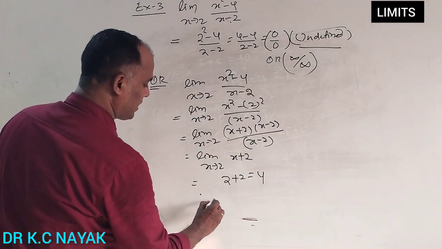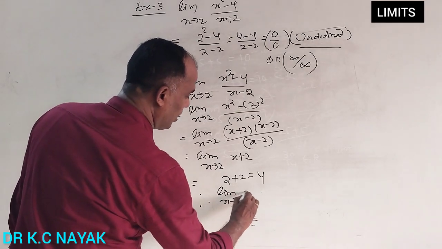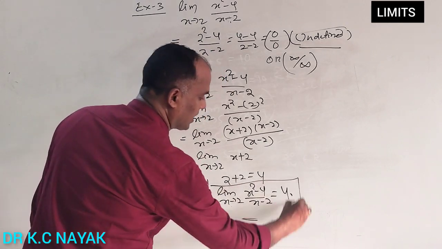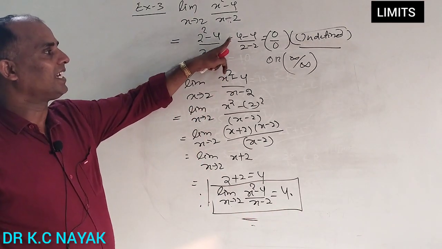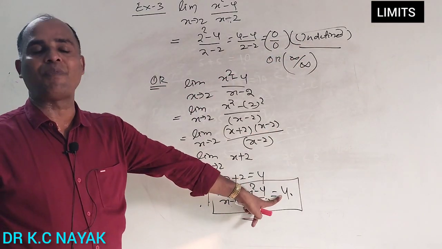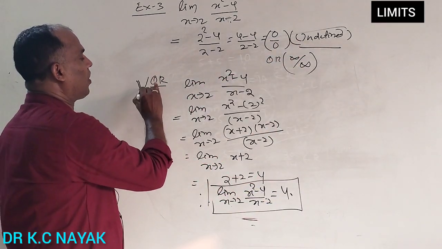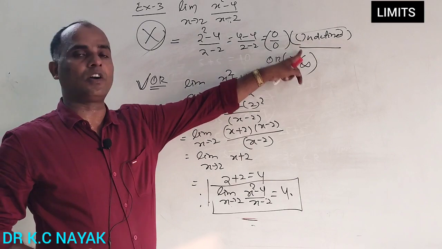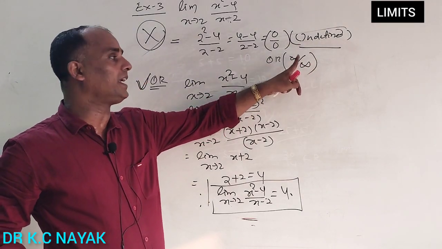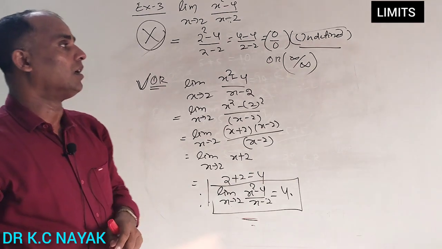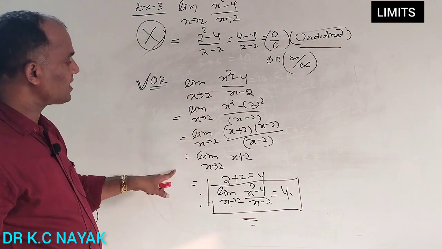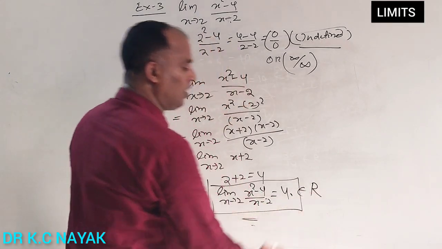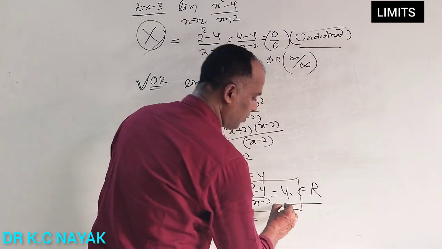So what is my concept? Limit x tends to 2, x square minus 4 by x minus 2 is equal to what? 4. In the first case, it is undefined. In the second case, it is defined. That means this case is the correct case, but the other case is not correct. Here, 0 by 0 is undefined. Otherwise, if it comes infinity by infinity, it is also undefined. But this case is the correct one, because 4 belongs to R. That means limit is a real valued function.